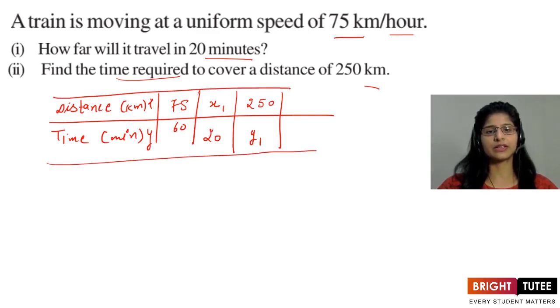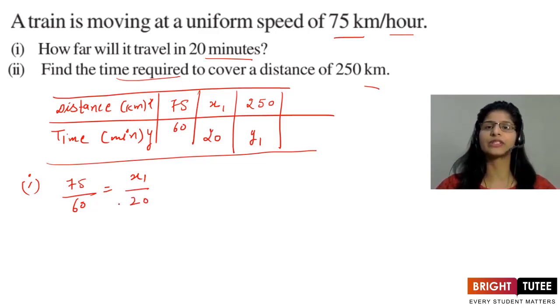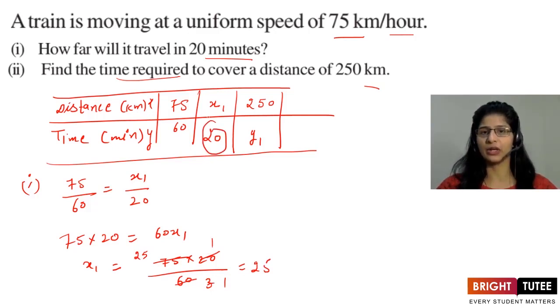Right, so this kind of tabular form we will get, and in the first part we will write 75 upon 60 is equal to x1 upon 20, because you know as the distance is increased, time required will also be more, so this is direct proportion, so we can equate them. Now 75 into 20 is equal to 60 x1, and that gives x1 as 75 into 20 upon 60. 3 ones are 3, 3 twos are 6, and 3 fives are 15. We get 25. So in 20 minutes it will cover 25 kilometers.